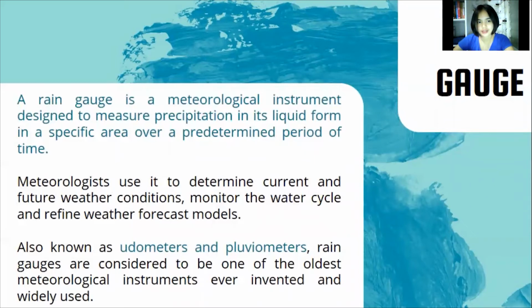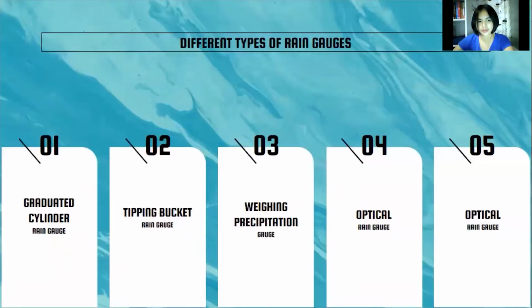A rain gauge is a meteorological instrument designed to measure precipitation in its liquid form in a specific area over a predetermined period of time. So meteorologists use this to determine the current and future weather conditions, monitor the water cycle, and refine weather forecast models. The rain gauge is also known as pseudometers and pluviometers.